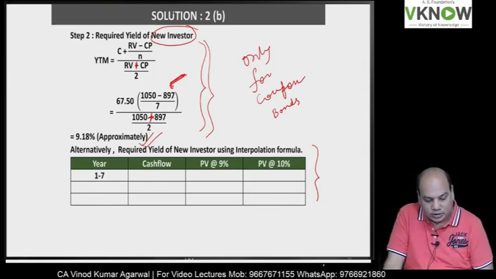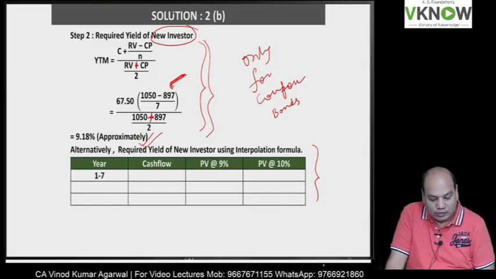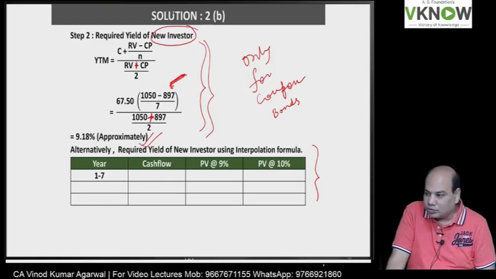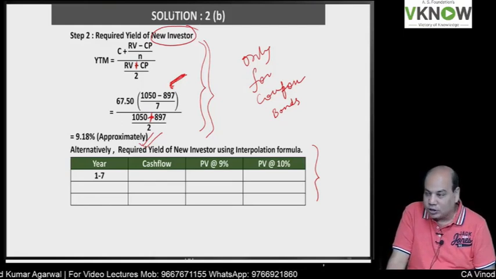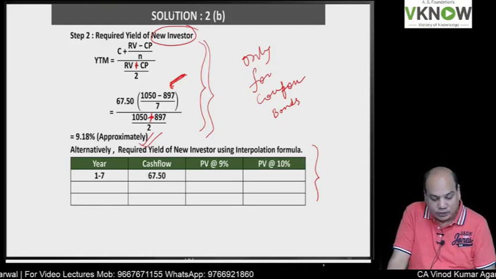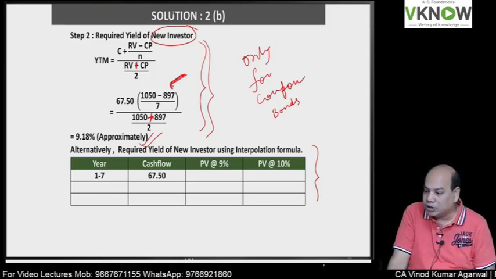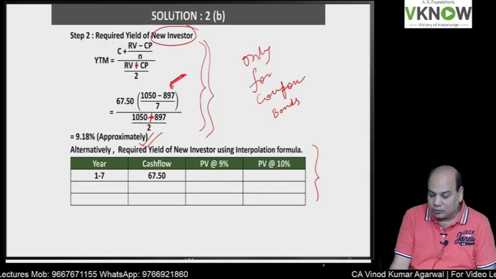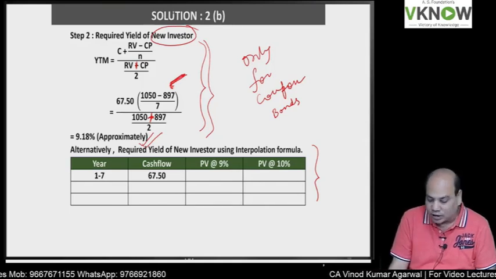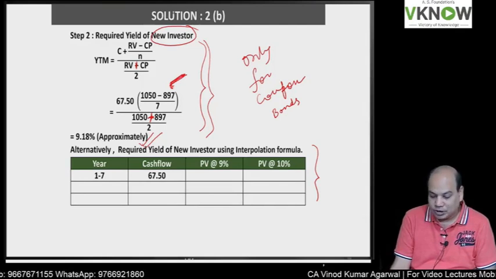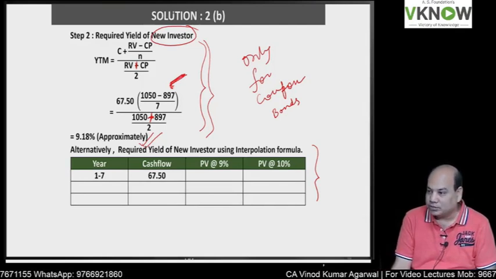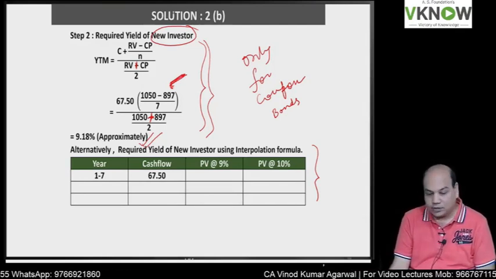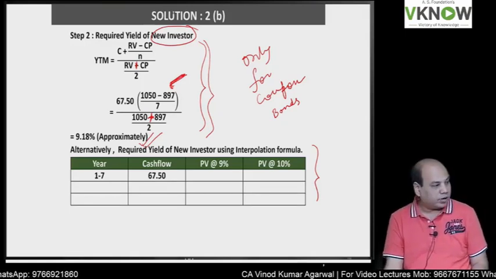Year 1-7. Now you can use annuity because my objective is only to find out IRR. If you have to calculate duration, then you have to write separately. Cash flow for first 7 years would be 67.50, that is coupon. At 9% annuity factor, first you have to take on your calculator annuity factor, then multiply by 67.50. Annuity factor multiplied by 67.50.